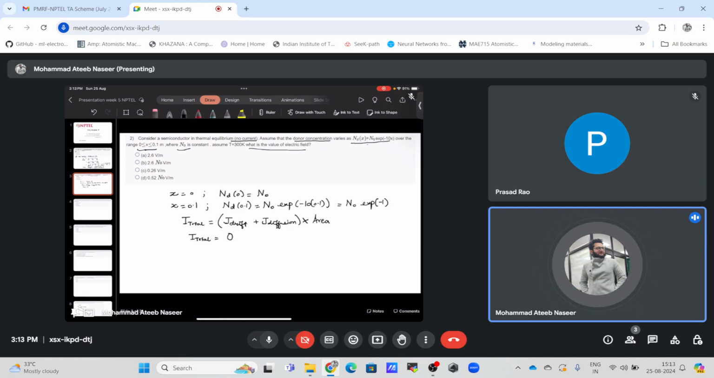Similar is the case over here. Since it is in thermal equilibrium, we are having zero current, so we can write I total equal to zero. Drift current is simply due to the electric field, where mu n is the mobility of the electrons, because the donor concentration has been given to us, so clearly this is n type. So it is q times mu n times the concentration of the electrons times the field, which will be the field generated, plus q times the diffusion coefficient times dN by dx. This is the diffusion current, due to the concentration gradient.